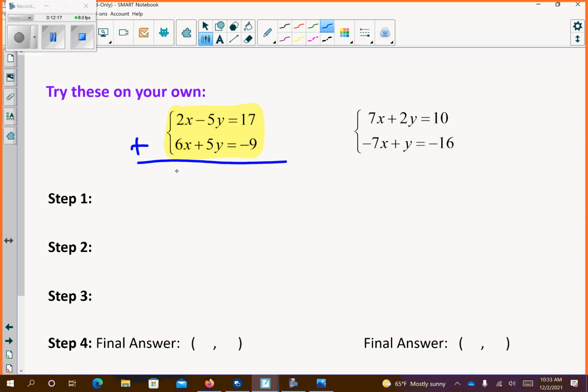So 2x plus 6x is 8x. 17 minus 9 is 8. Divide each side by 8. Those cancel. x equals 1. What should I do with the 1?